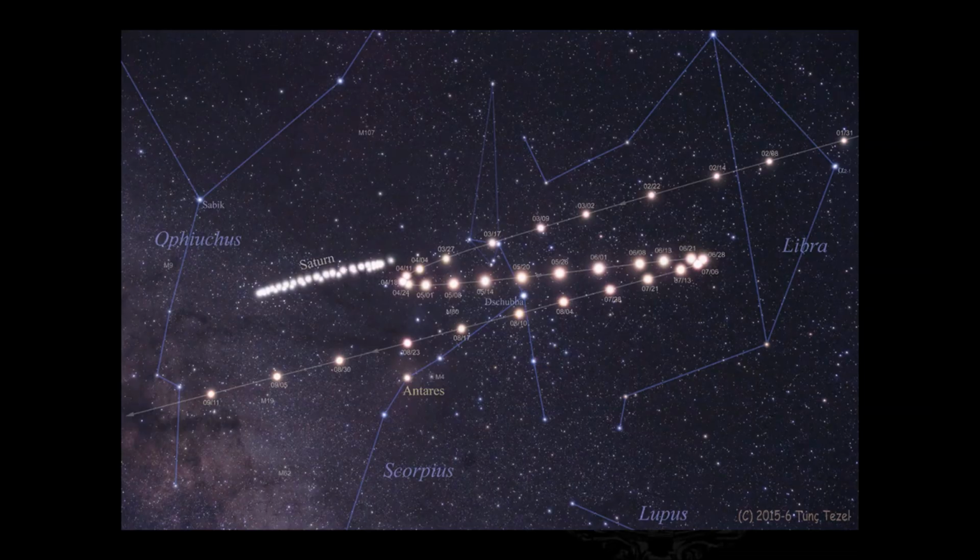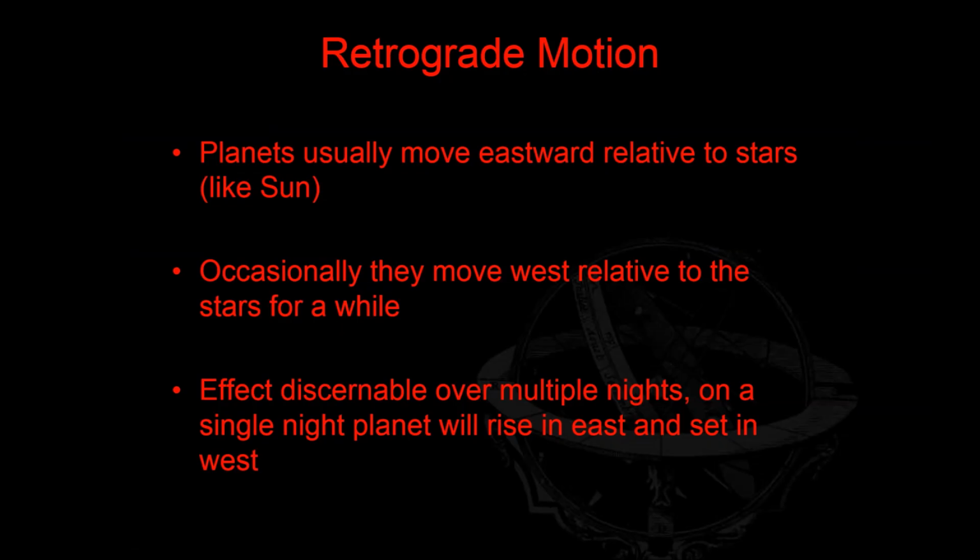So on the whole, planets usually are behaving themselves and moving relative to the stars eastward, just like the Sun would. Occasionally then, they turn around and move west for a while relative to the stars and then go east again. And you do have to look out multiple nights. You can't just go out on one night and see this zigzag pattern. You would have to go out for a month or more and then chart the position of the planet in the sky to see this change.